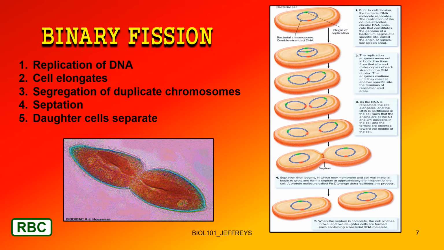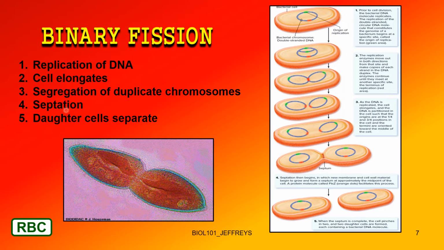So binary fission is very simple. We have just a few steps to remember. Replication of DNA, remember that means duplication of DNA. The cells elongate because you've got to make room for two new cells, so you have to kind of double in size, if you will. Segregation of the duplicate chromosomes, so you've got to get separation of one group to one side of the cell, the other group to the other side of the cell.